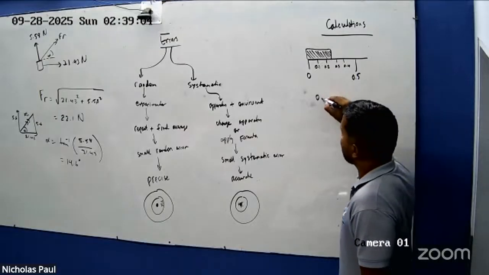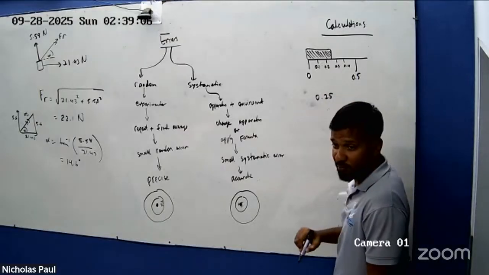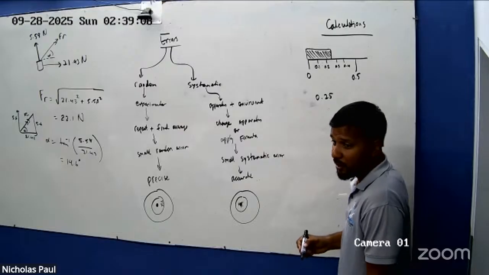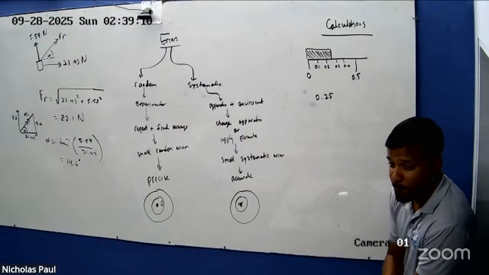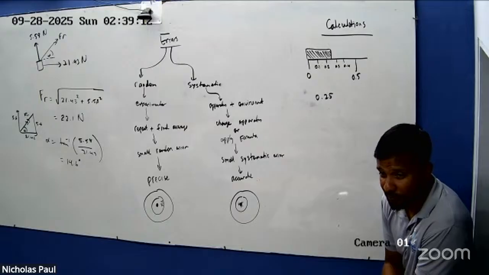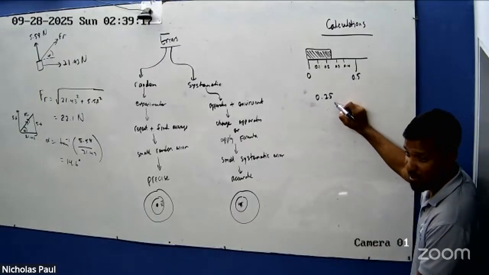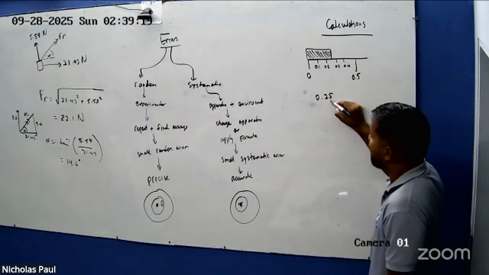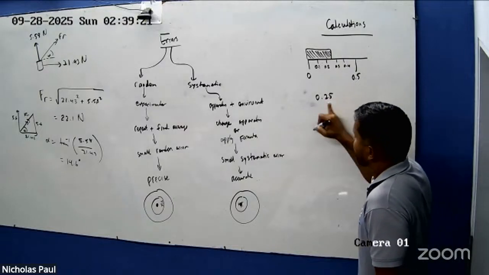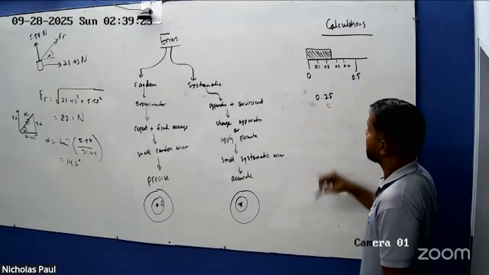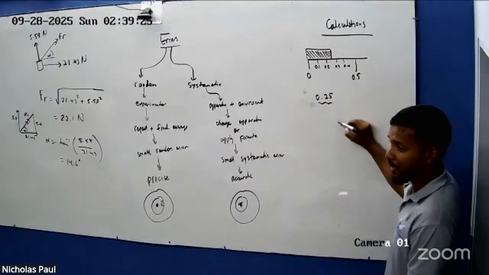You might say it's 0.25. Yeah, it looks like it's in the middle, right? Could you do any better than that? Could you say something like 0.255? So that was the reading we end up with, right?